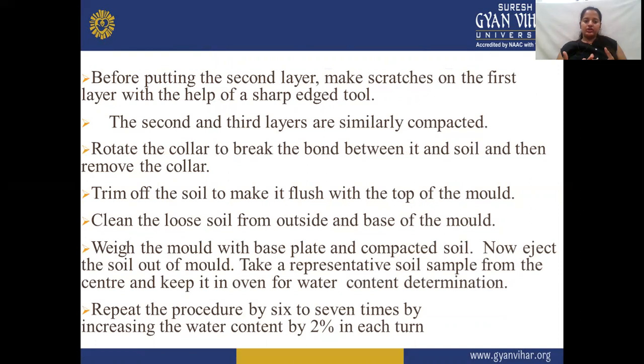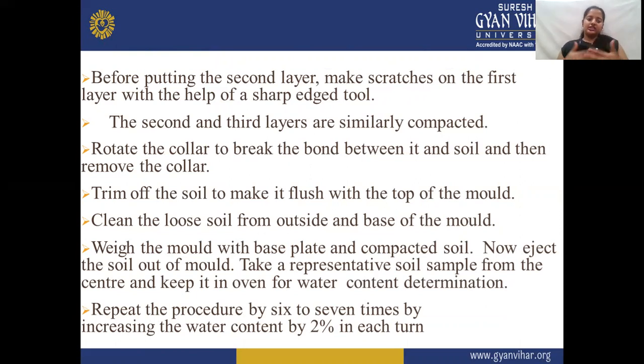Now weigh the mold with the base plate and compacted soil. Now eject the soil out of the mold. Take a representative soil sample from the center and keep it in the oven for water content determination. Repeat the procedure 6 to 7 times, increasing the water percentage by 2% in turn.